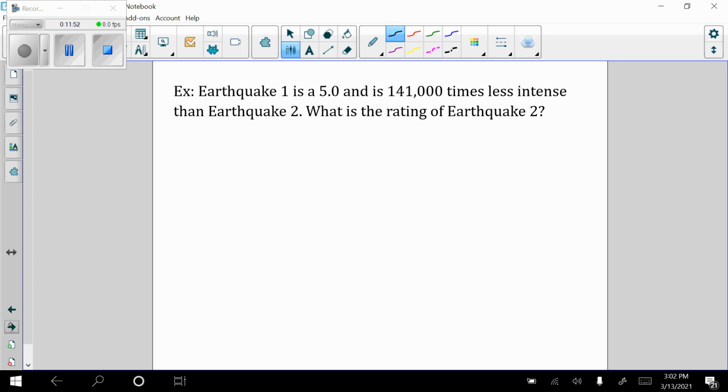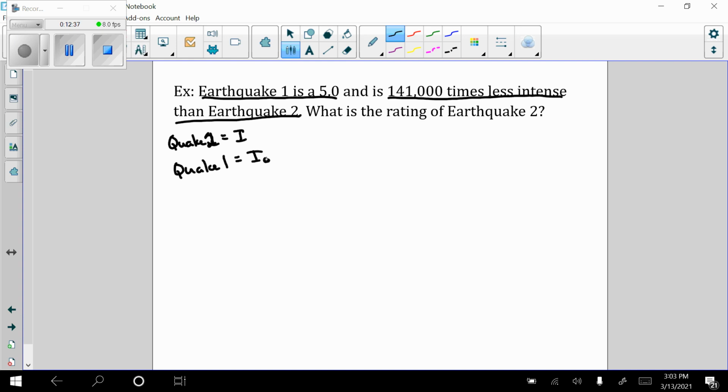Okay, so one more. Earthquake 1 is 5.0 and is 141,000 times less intense than earthquake 2. So earthquake 2 is the stronger one. Earthquake 1 is the weaker one. Okay, so quake 1 is going to be my I, since it's the stronger one. I'm sorry, quake number 2. Quake number 1 is my I sub 0, because it's the weaker one.